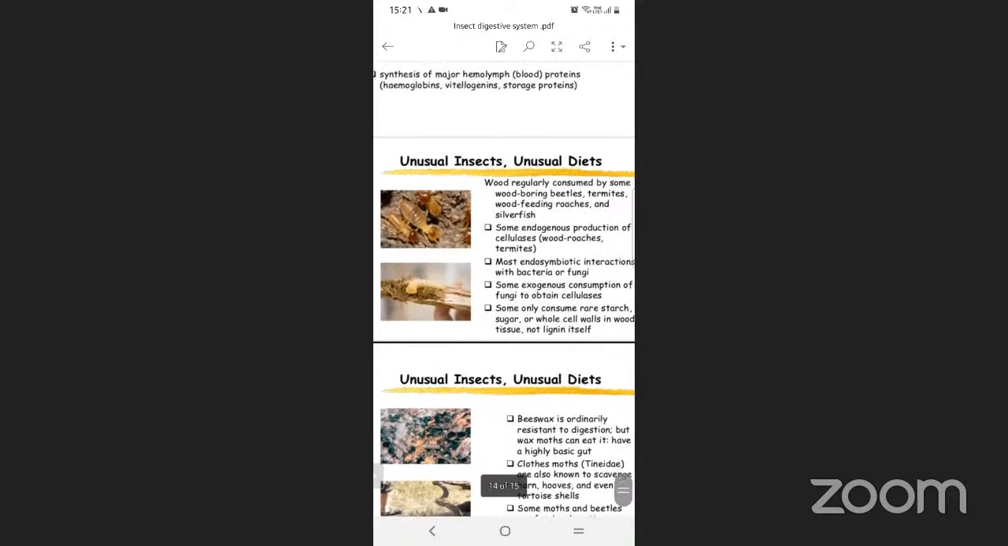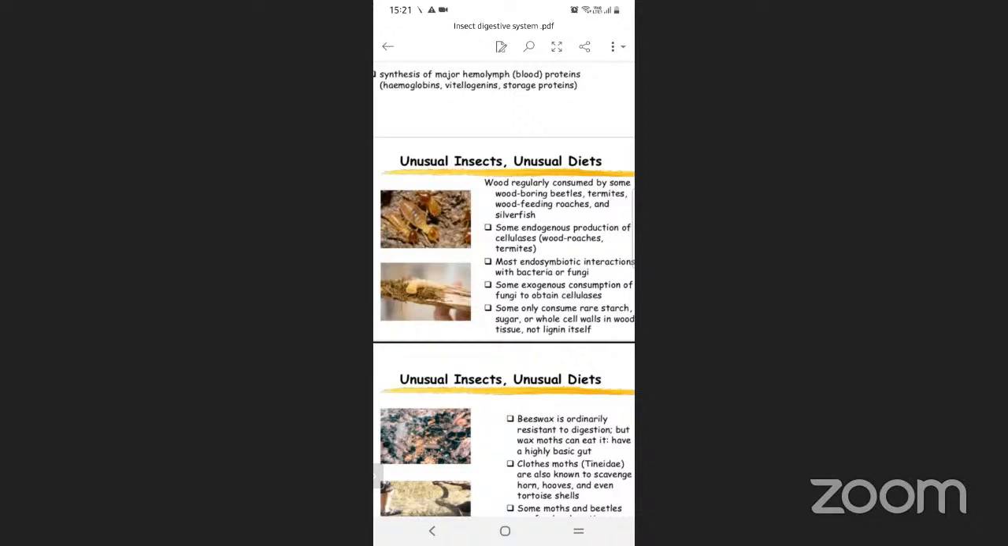Yes, ma'am. So wood is regularly consumed by some wood-boring beetles, termites, wood-feeding roaches, and silverfish. Silverfish is a small insect we see in books, and it is able to consume such unusual diets. So in insects, we see unusual diets like vertebrates. These also have very functional feeding habits.